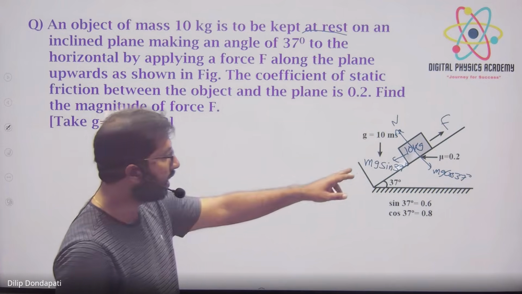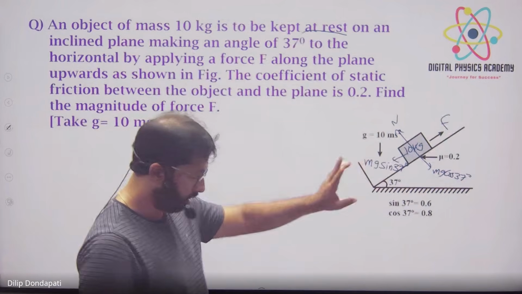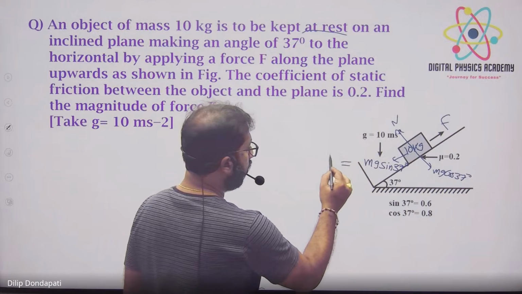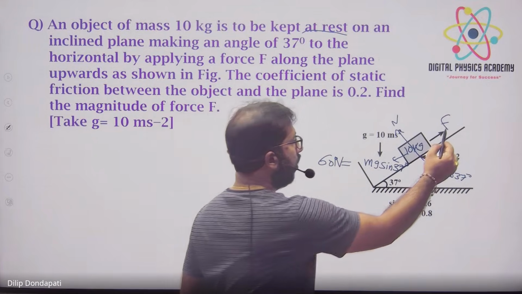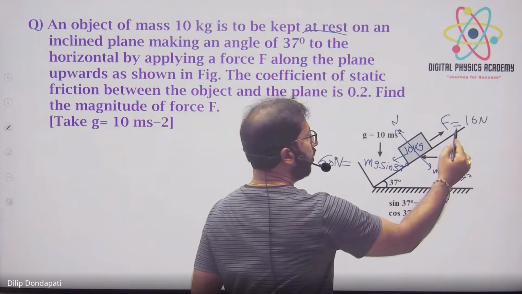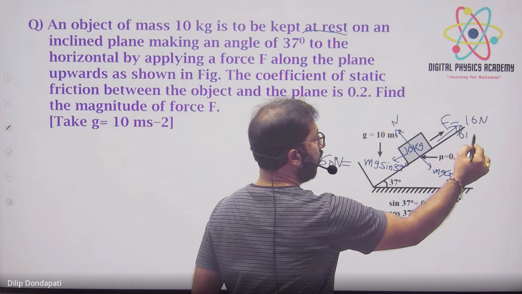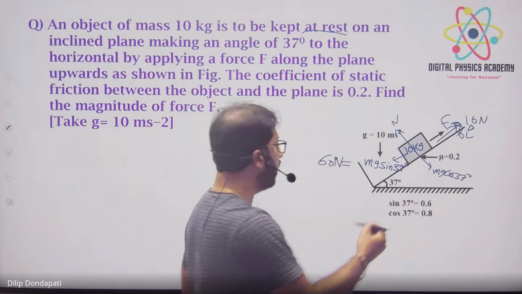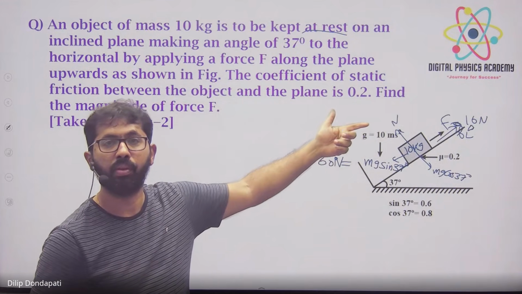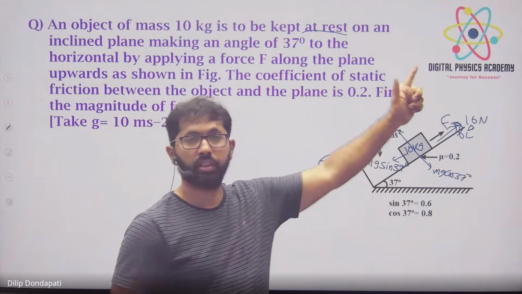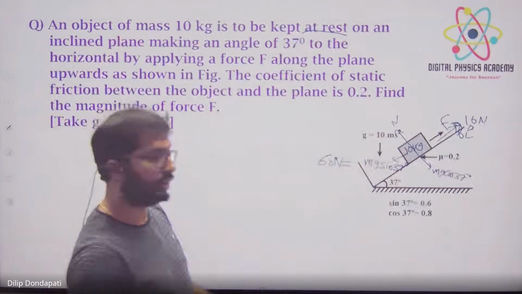See, first the value of mg sin 37 is how much? 60, right? Now calculate the limiting friction. 16. This is the limiting friction, FL. Now this force is greater, it wants to come down, but to keep equilibrium, how much force do I have to apply backwards? 44, right?